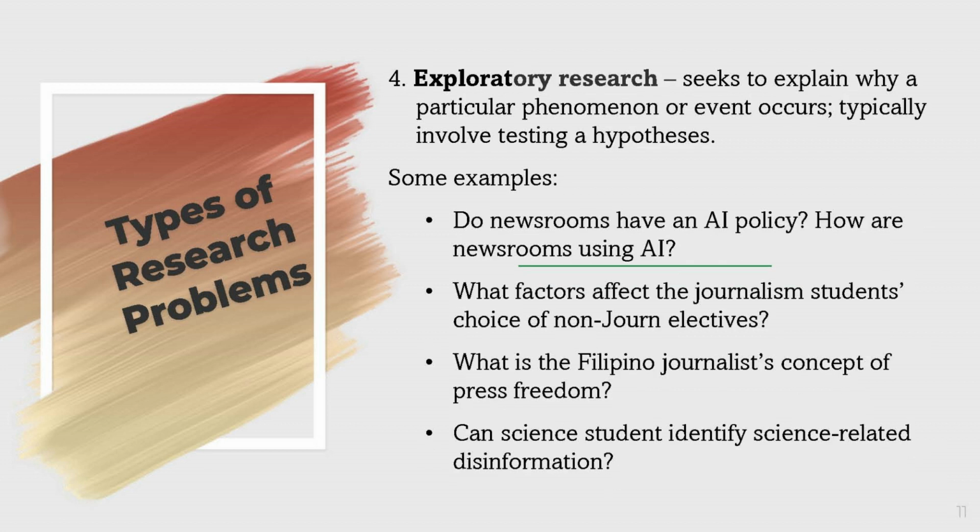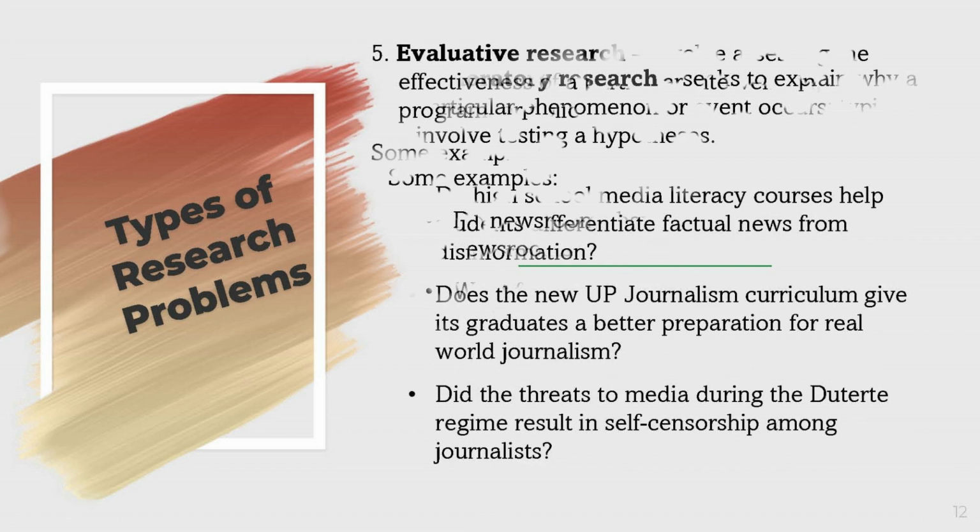Explanatory research, which seeks to explain why a particular phenomenon or event occurs, typically involves testing a hypothesis. Some examples: Do newsrooms have an AI policy? How are newsrooms using AI? What factors affect journalism students' choice of non-journalism electives? What is the Filipino journalist's concept of press freedom? Can science students identify science-related disinformation?